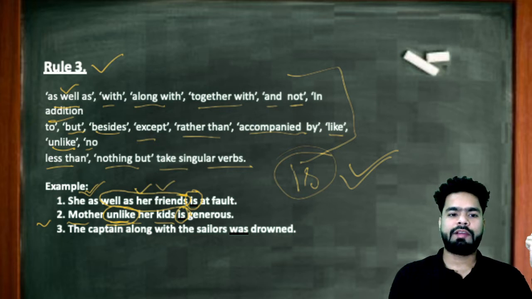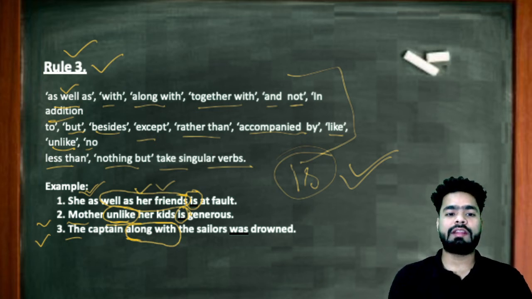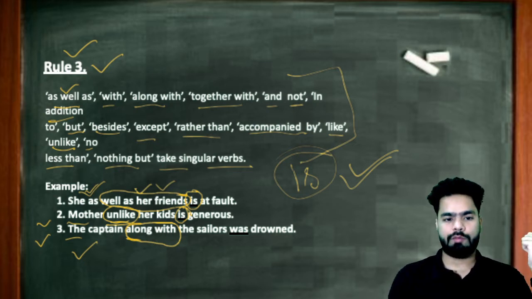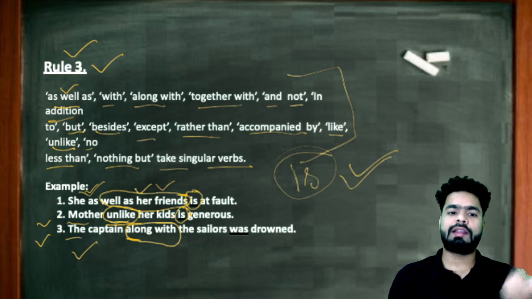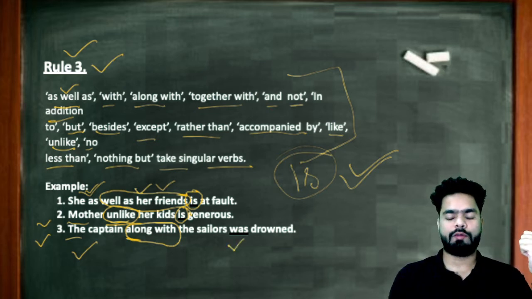Clear? Next, rule number 3. The captain along with sailors. Here we can see a word along with. According to rule number 3, if there is a word along with, in this case the captain, which means the subject, will become a singular subject. If the subject is singular, then the verb will also be singular. So we have used was here.